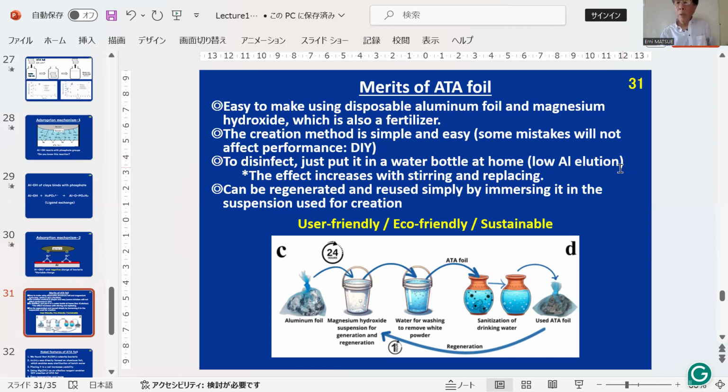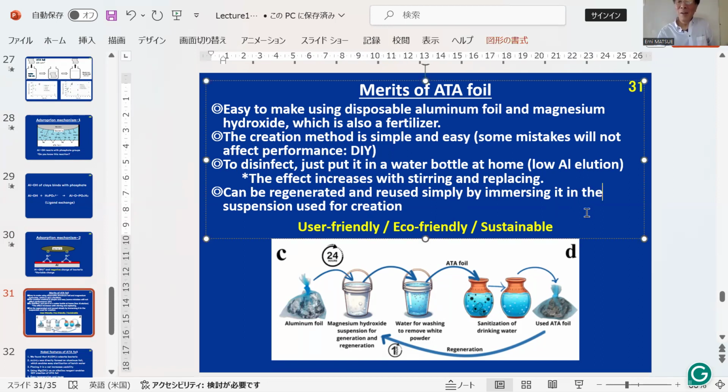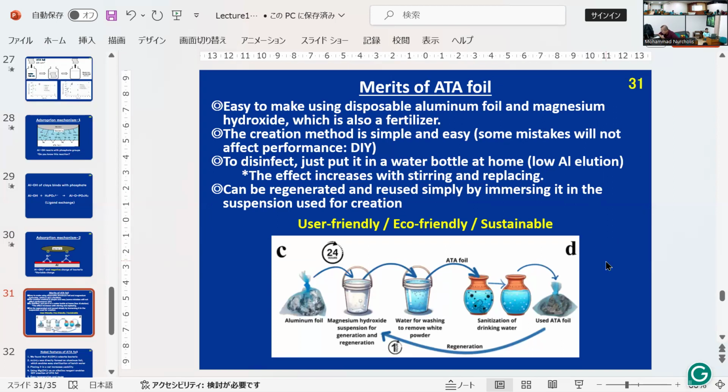We checked the elution of aluminum, but it was very low. The effect increases with stirring. It can be regenerated and reused simply by immersing it in the suspension used for the creation. User-friendly, eco-friendly, sustainable, speedy, and easy without machines.